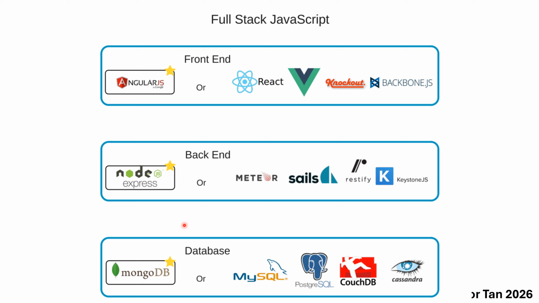So MERN and MEAN, they both tend to involve what is called full stack JavaScript. Full stack JavaScript means you use JavaScript for the front end and also for the back end. So for the front end, of course, you will have to use JavaScript, so Angular or React or Vue. And for the back end, you use Node, together with Express.js or Meteor or one of these other frameworks. Okay, and then of course for database, you have a variety of either relational databases or NoSQL databases.